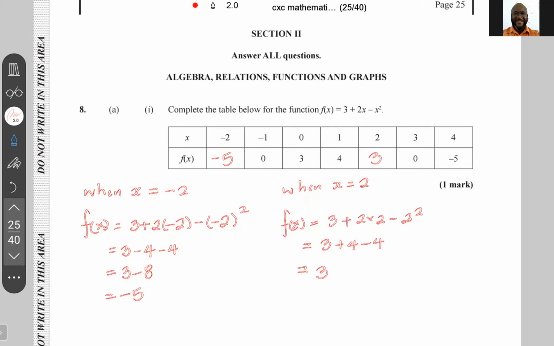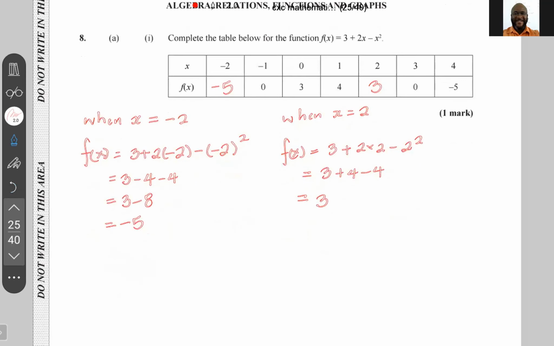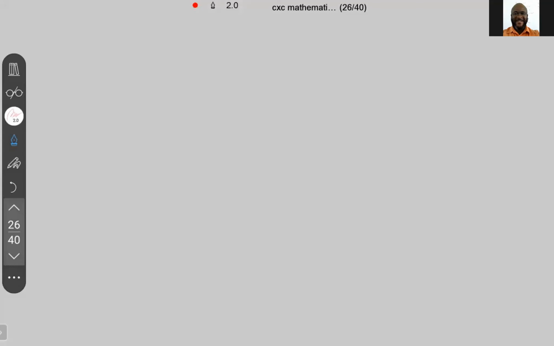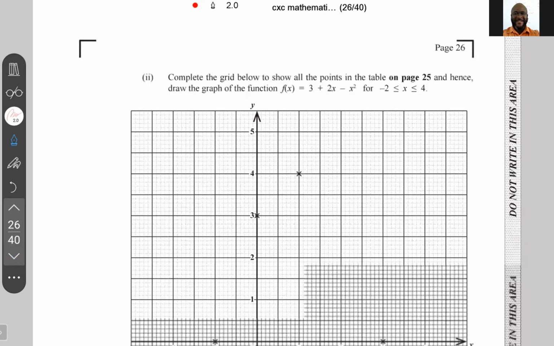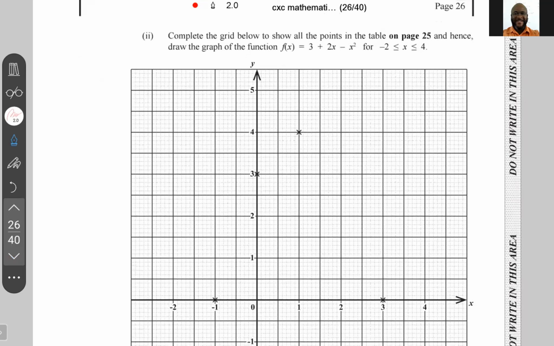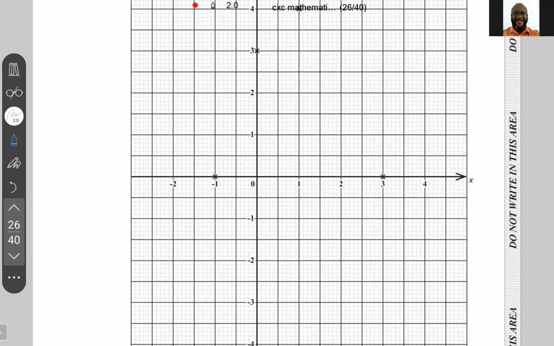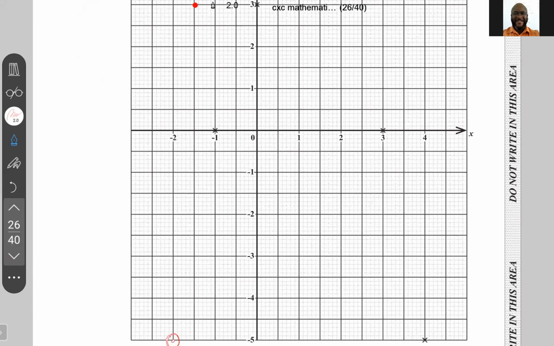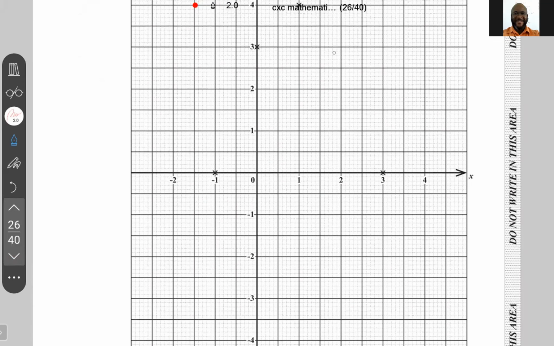Let's see what's next. So I got my values, and that is 1 mark for all that work. Let's put in our missing values. We have minus 2, minus 5, that puts me here. We have 2, 3, that puts me here. All right, so now I'm ready to draw my graph.